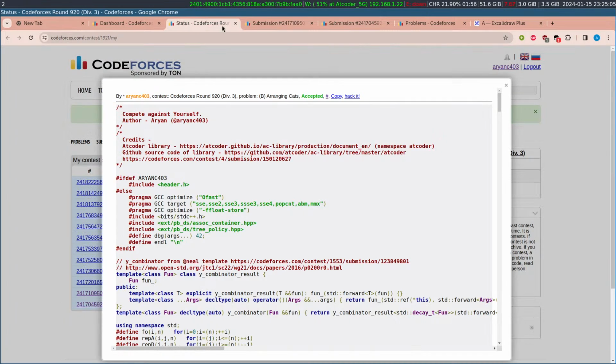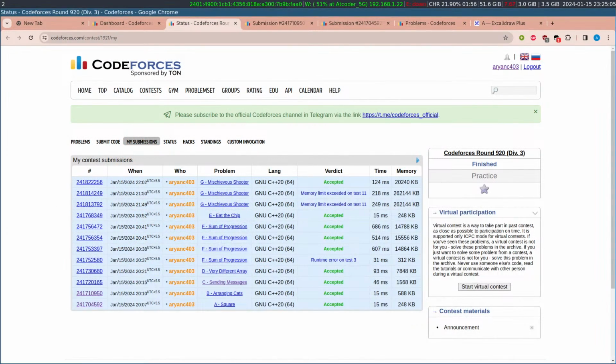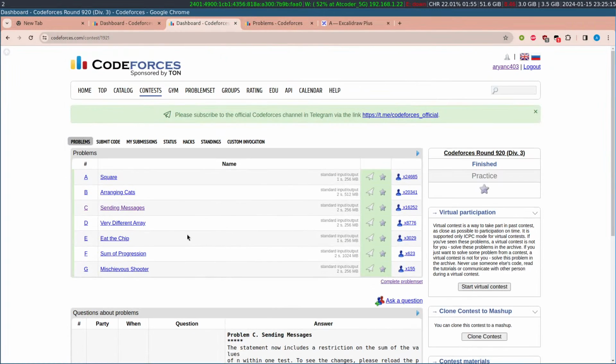Okay, moving on to the next problem. I'll move to the F problem later, and there we can discuss what the constants are. So moving to problem C.